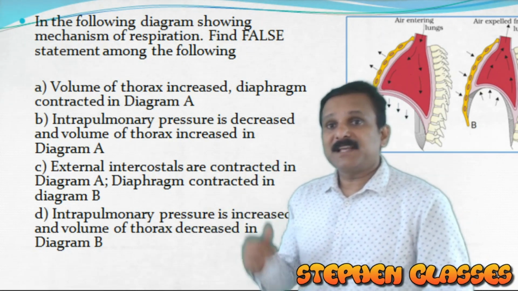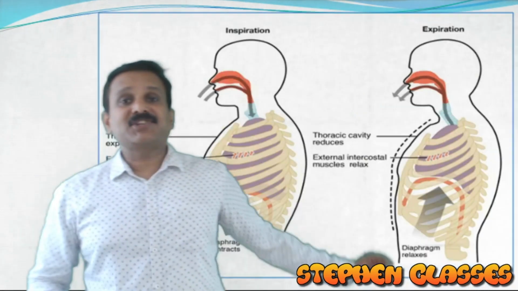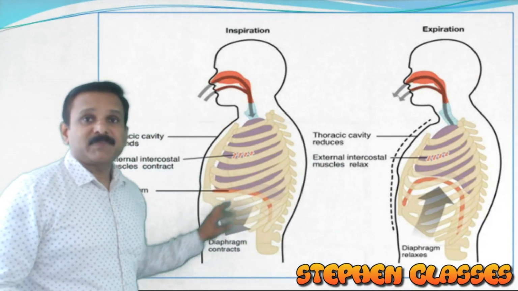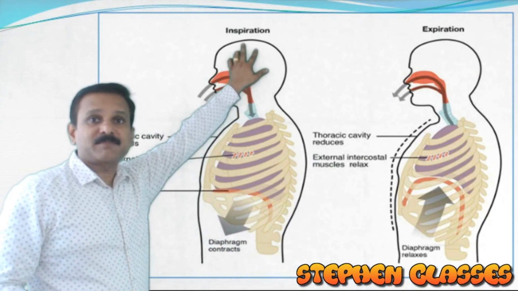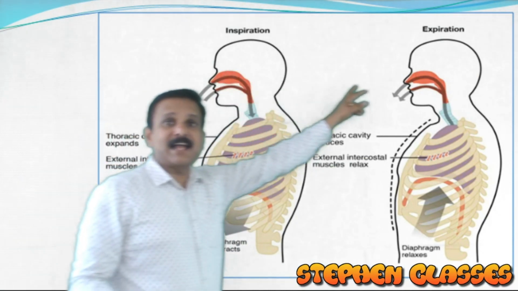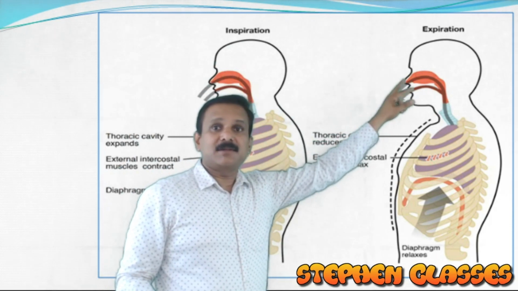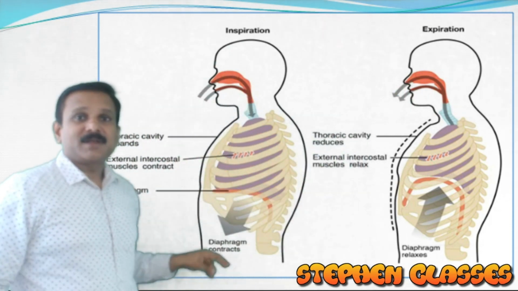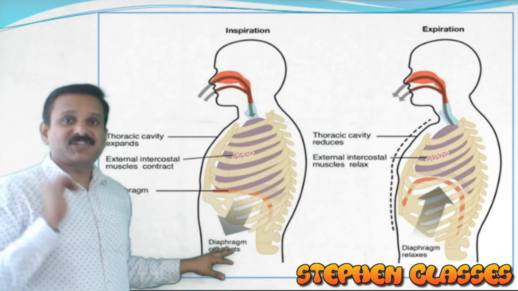To know more about this, we have an explanation slide here. In this slide, you can see this is for inspiration. Air enters through the nostrils. And the other diagram is for expiration. Air comes out from our nose. So here, what happens during inspiration?